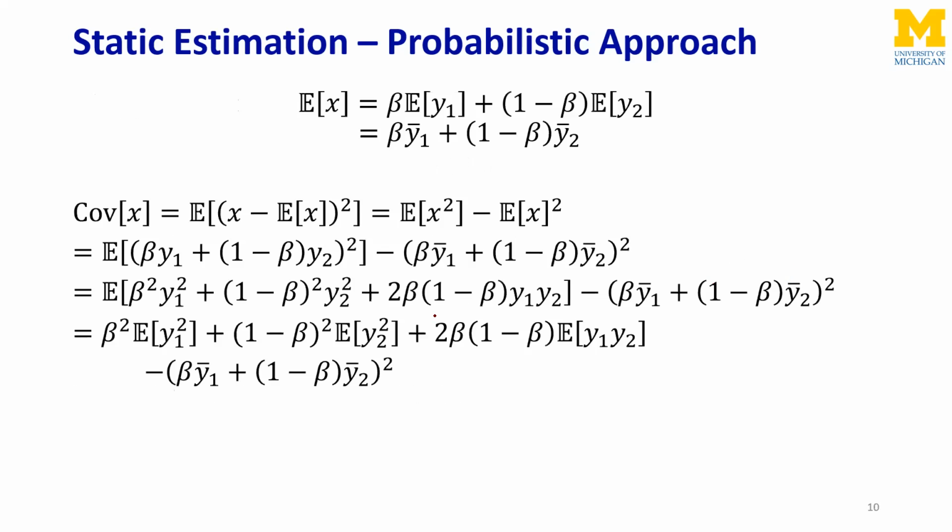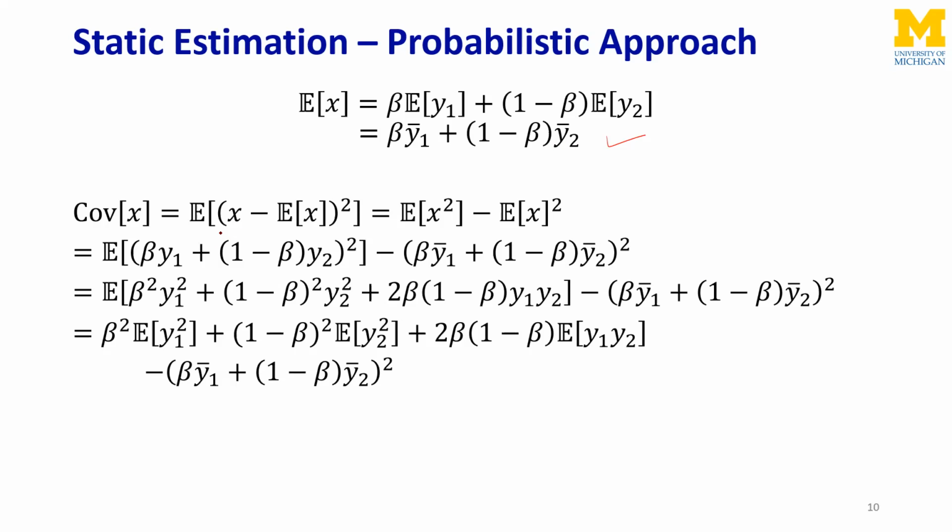And to do that, we have to go through all the steps to calculate the covariance. So first, we need the expected value of x. Expected value is a linear operator. So the expected value of x is just given by this equation. This is pretty easy to use because beta times the expected value of y1 is just beta times y1 bar, and the same for y2. So this equation is pretty easy.